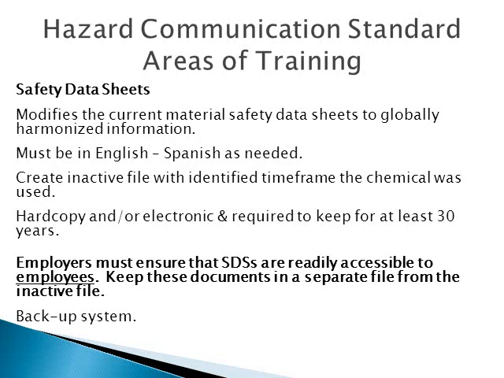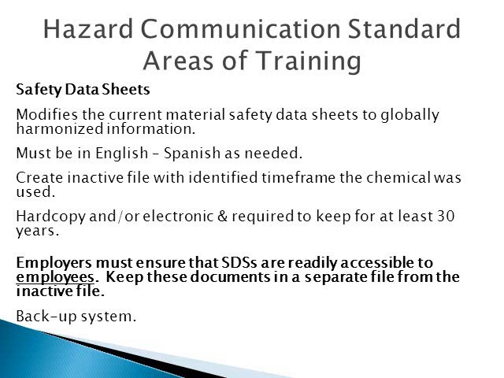The first area of training deals with the safety data sheets. The safety data sheets modify the current material safety data sheets to a globally harmonized system. In the United States, it is required that all data sheets be in English, but Spanish sheets should be made available if needed. All inactive sheets should be kept either in hard copy or electronically for a period of at least 30 years, and employers must ensure that safety data sheets are readily accessible to employees.